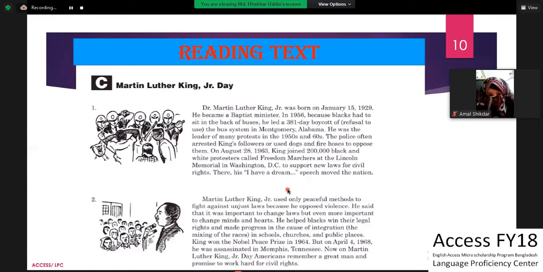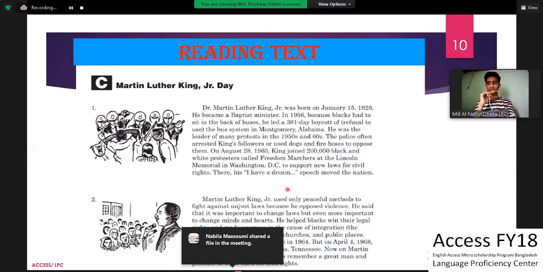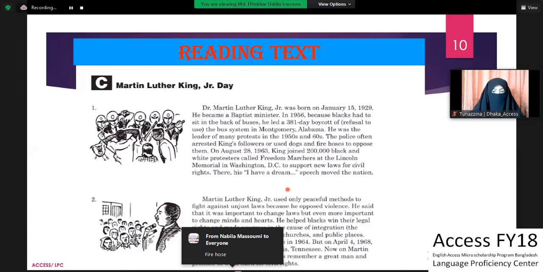Okay. So Martin Luther King used what? A kind of very violent methods in order to speak against injustice? Very violent? No, sir. Very peaceful method. Okay. Non-violent methods. So Martin Luther King got the Nobel Prize in which year? 1964.